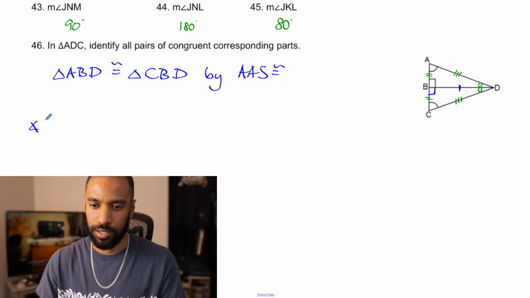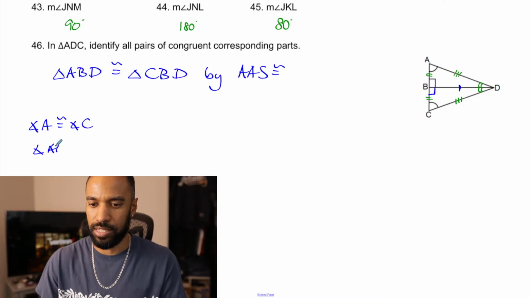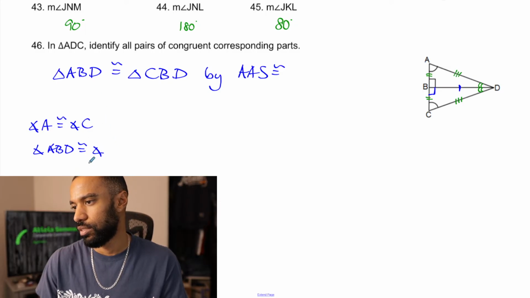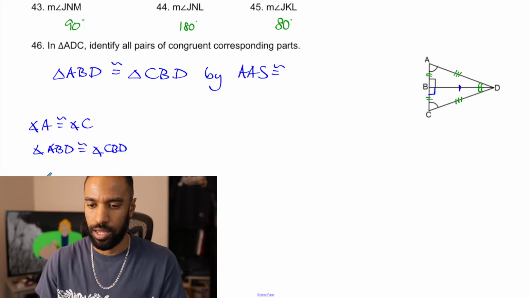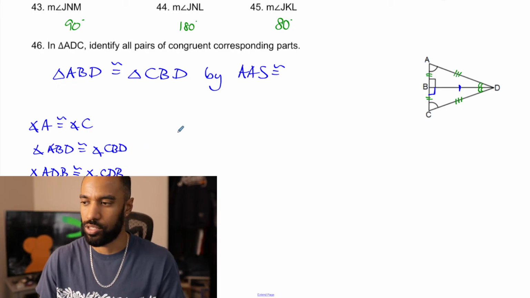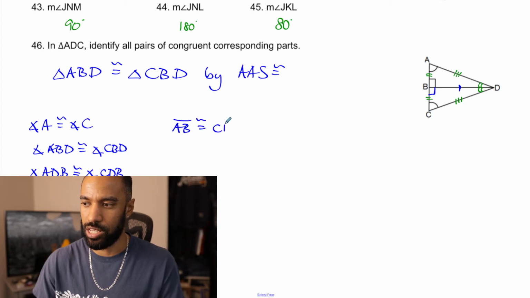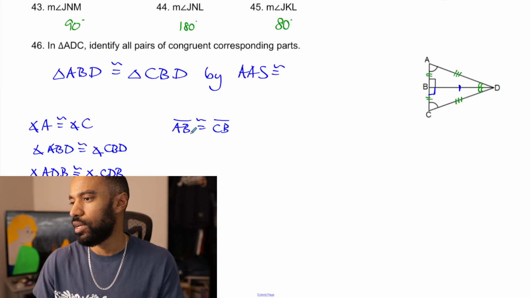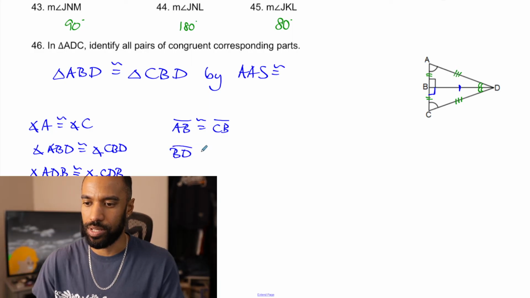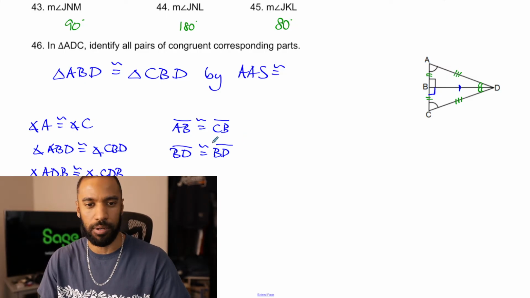Angle A is congruent to angle C. Angle ABD is congruent to angle CBD. And angle ADB is congruent to angle CDB. The segments, we have segment AB congruent to segment CB, and I like to write them in the corresponding order. Segment BD is congruent to itself, but really we're talking about in both triangles there. I don't know if this is how they want us to do it, but it makes most sense to.